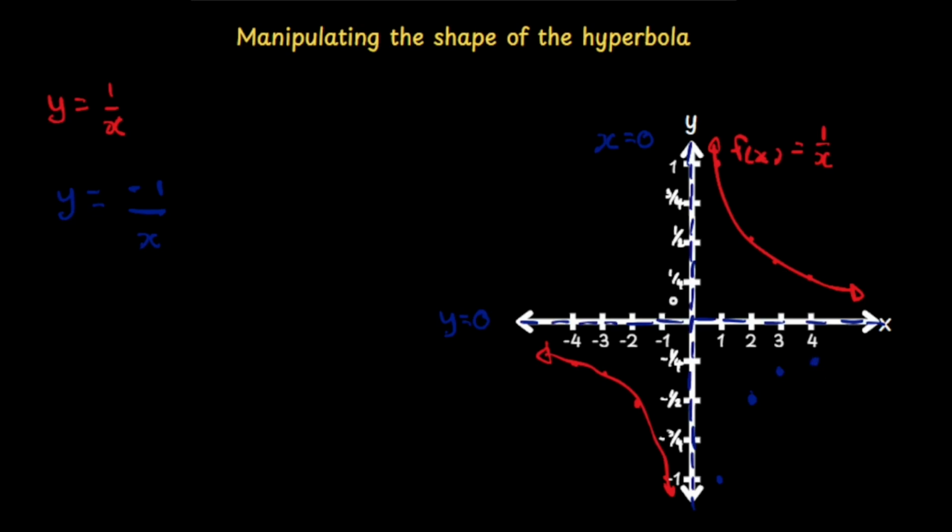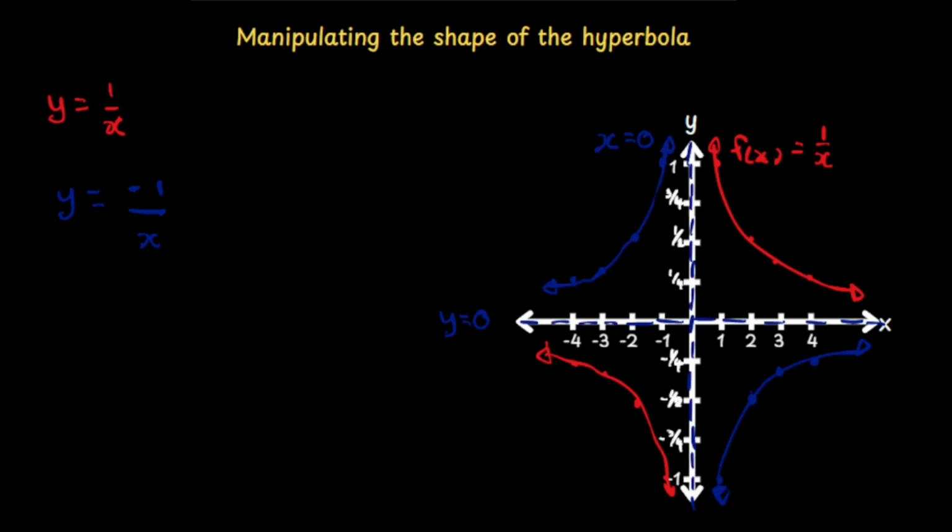Now let's have a look at the left-hand side to the y-axis. So we're going to start off with the x value of negative 1. Negative 1 over negative 1 is positive 1. Negative 1 over negative 2 is positive a half. Negative 1 over negative 3 is positive 1/3. And negative 1 over negative 4 is a positive 1/4. I have now obtained all the points for this domain. I can go ahead and sketch that in.